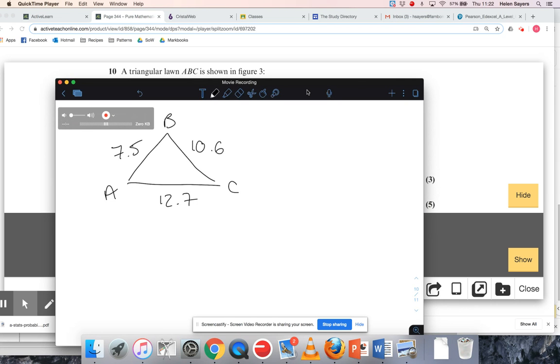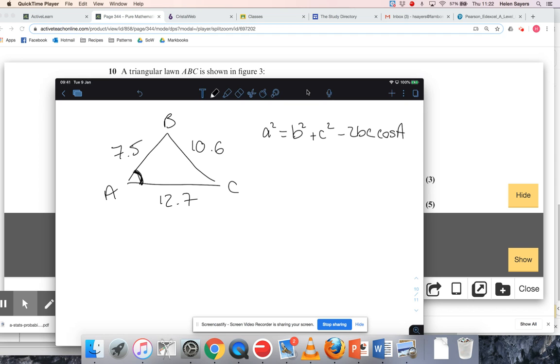And I'm trying to find angle BAC. So I'm trying to find that angle there. So it's going to be cosine rule. So a squared is b squared plus c squared minus 2bc cos A. Okay, oh, and that's nice because it is angle A I'm trying to find.